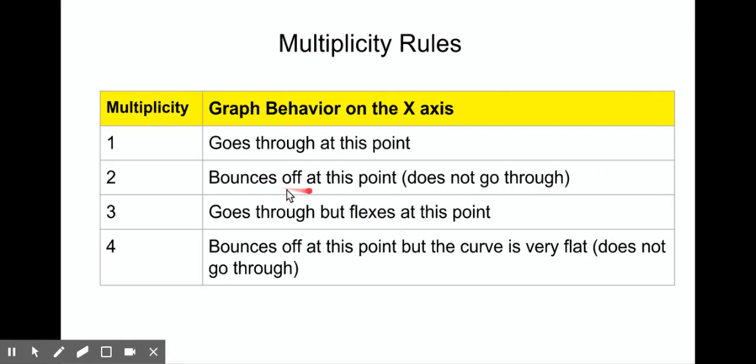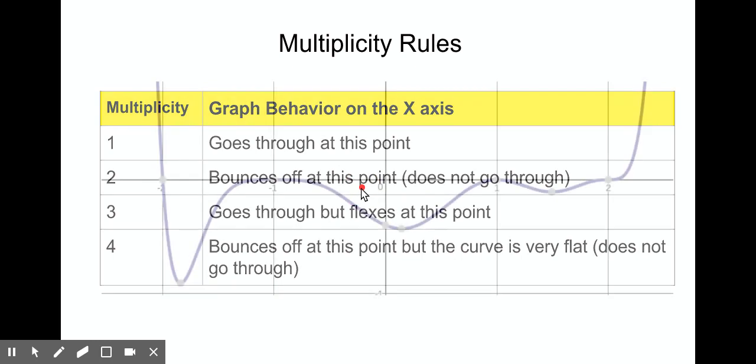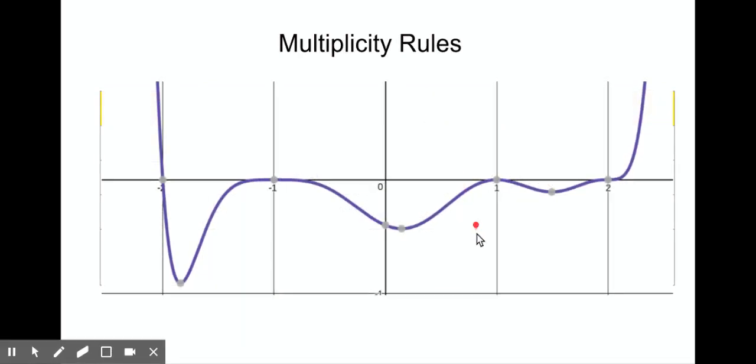What does it look like if it bounces off? If it does not go through and it just bounces off at that point? That would be this one right here. It touched, it didn't go through, it just bounced back off of it. It was going up, it hit the point, and then it went back down. This is what a multiplicity of 2 looks like, the bounce off.